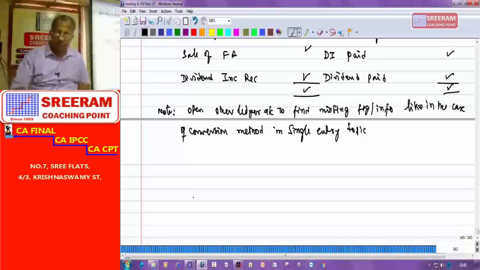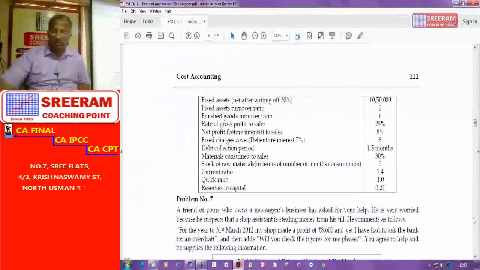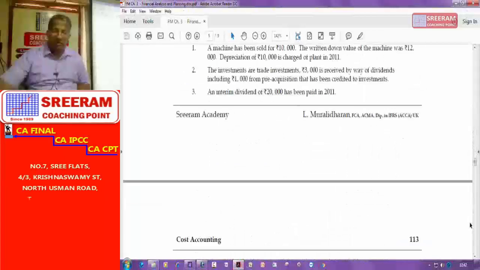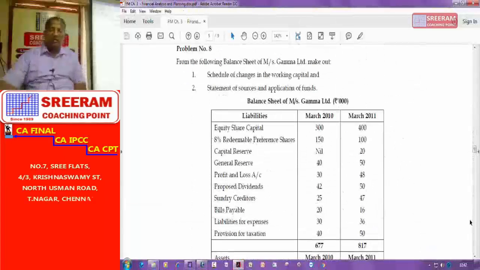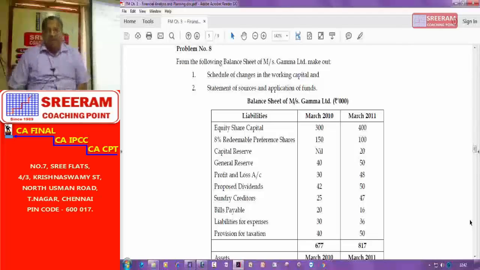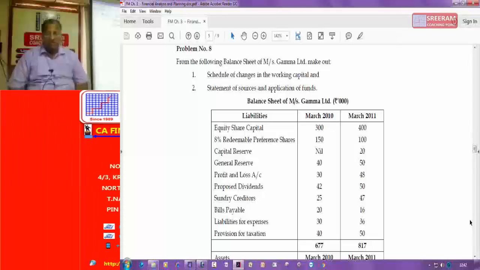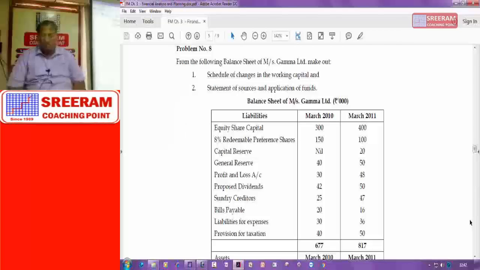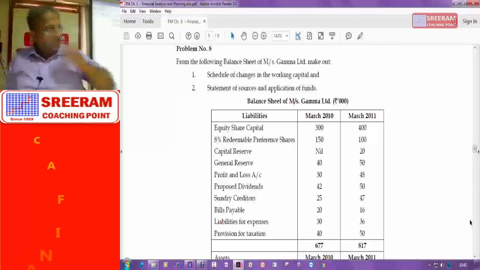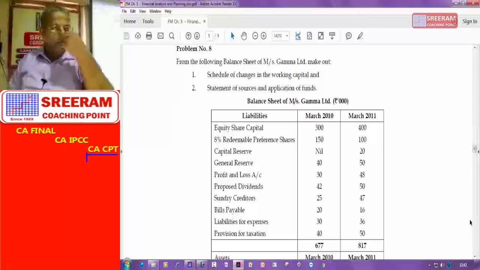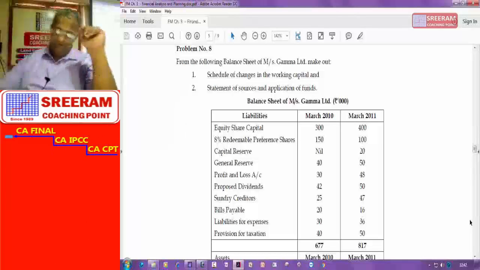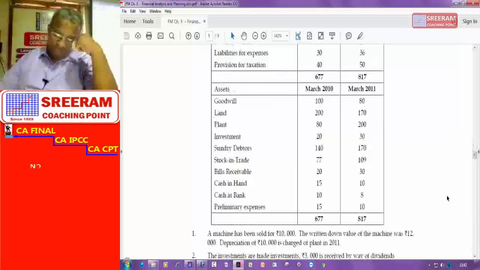In the following balance sheet of Mrs. Rama Limited, prepare a schedule of changes in the working capital and the statement of sources and application of funds. Balance sheet of Mrs. Rama Limited, rupees in thousands. Liabilities: equity share capital, 8% redeemable preference shares, capital reserve, general reserve, profit and loss account, proposed dividends, sundry creditors, bills payable, liabilities for expenses, provision for taxation. Assets: goodwill, land, plant, investment, sundry debtors, stock in trade, bills receivable, cash in hand, cash at bank, preliminary expenses.